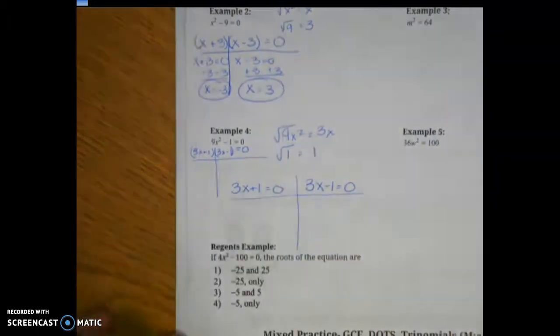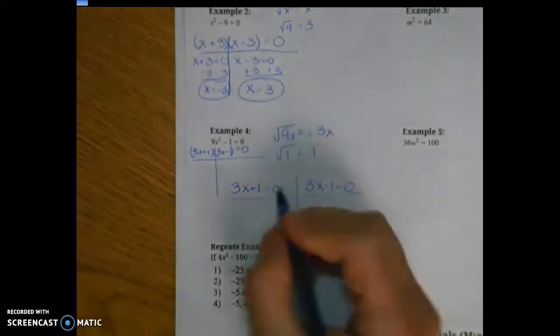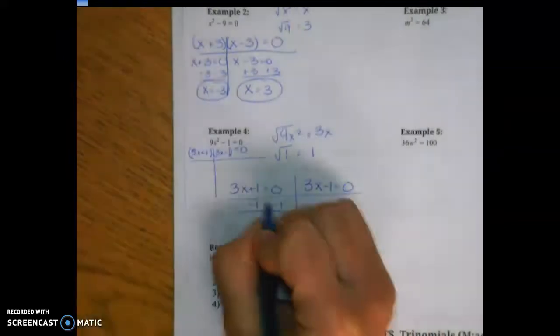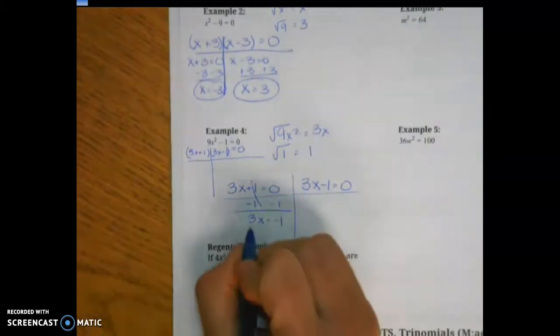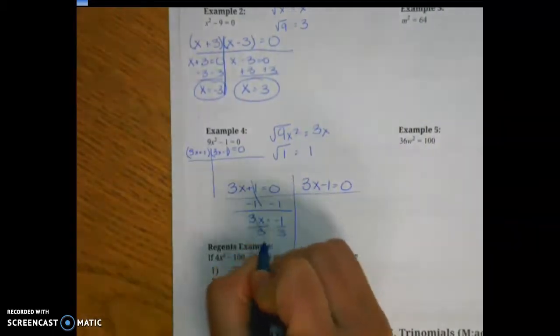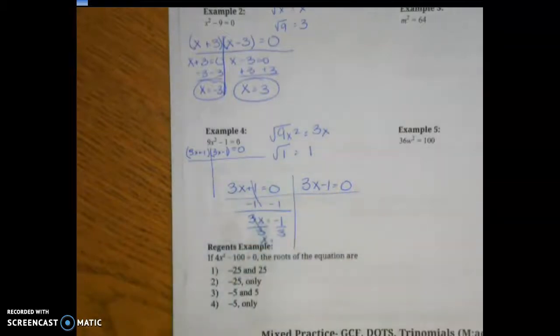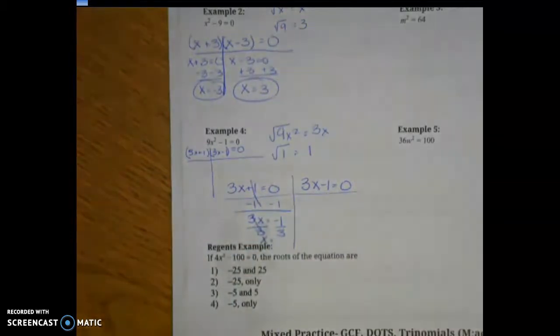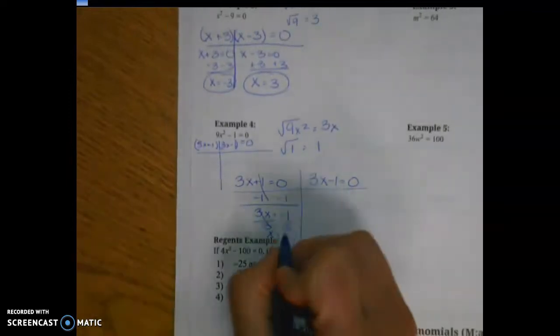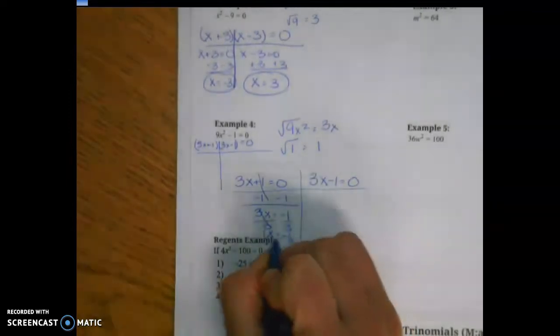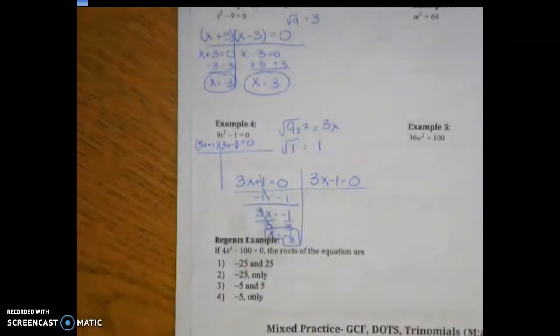So for this one, I now have a two-step equation to solve for x. First I will subtract 1 from both sides. 3x equals negative 1. I'll divide both sides by 3. And x equals, when I do negative 1 divided by 3, I'll get a decimal. We always want to leave our answer, if it's a repeating decimal, as a fraction. So I'm going to leave it as negative 1/3. So that is one of my solutions.